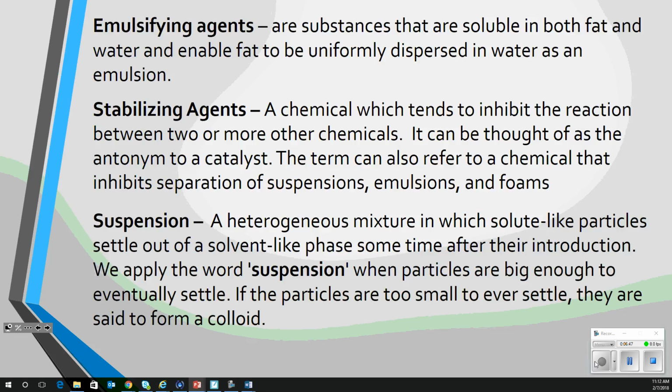Okay, so then we get to a suspension, and we've worked with suspensions. What are suspensions? It settles out. The particles are big. Do we get a Tyndall effect with suspensions? Yes, we do, as long as it's suspended. If it's fallen out, then we don't. So an emulsifying agent will take things that are opposite, so a polar and a nonpolar, and make them able to mix and stay mixed.